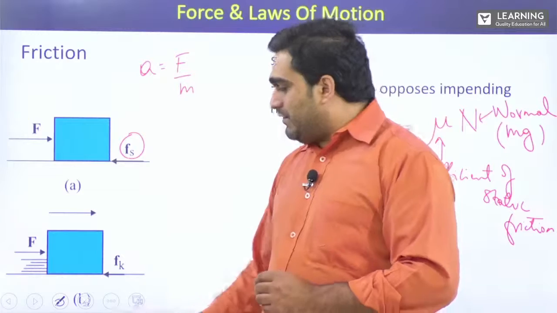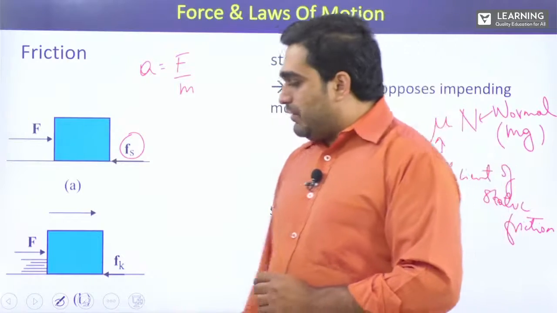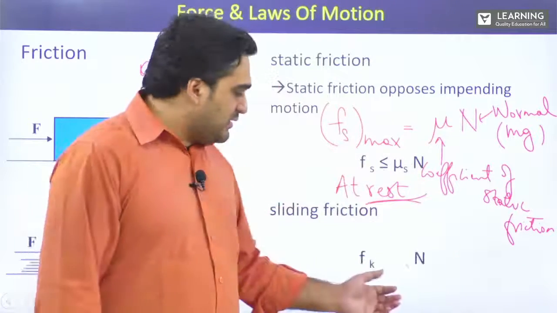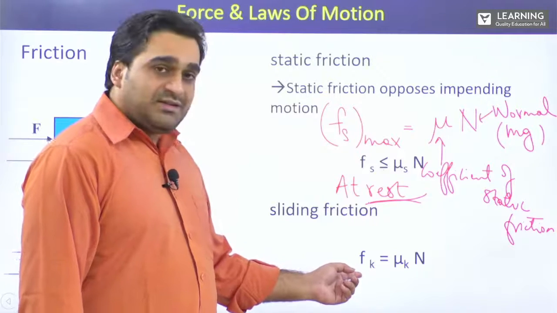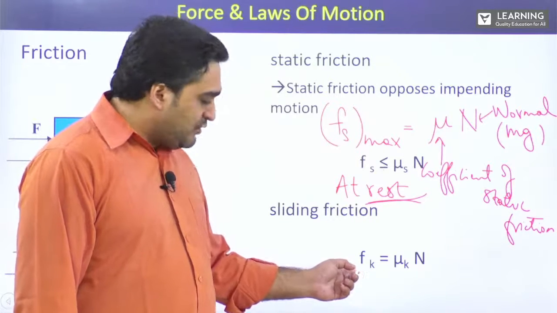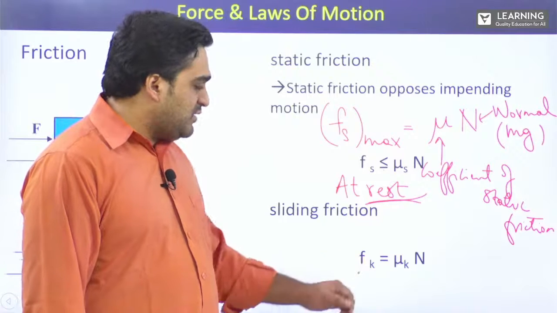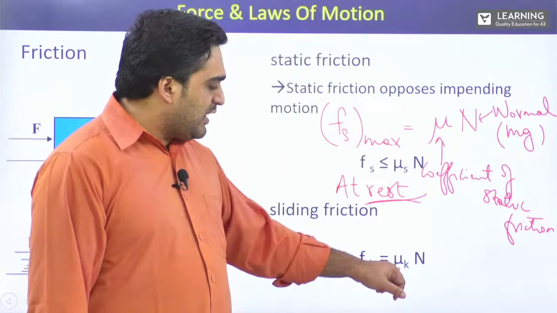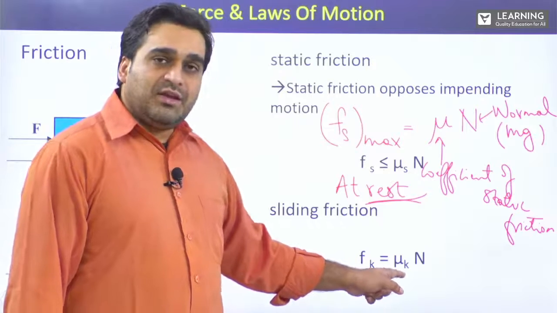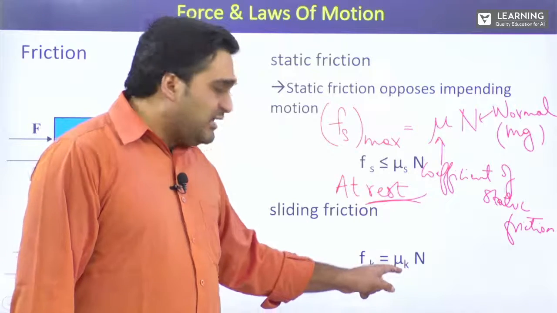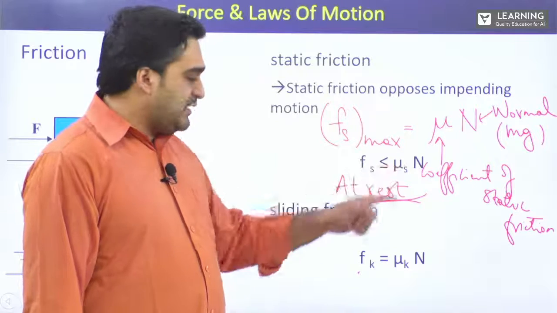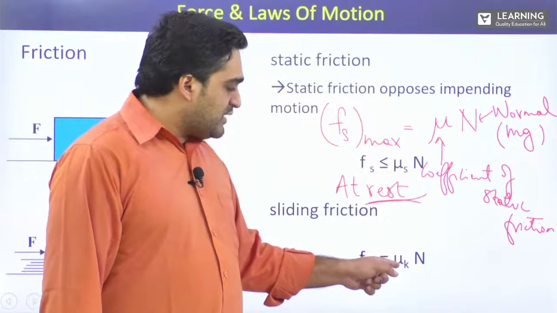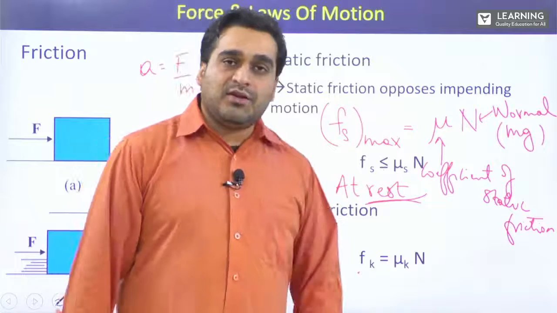For sliding friction, the equation can be written in such a format where Fk represents the force of the sliding friction, which is equal to mu k, the coefficient of sliding friction, times the normal. Here it is the coefficient of static friction, and there the coefficient of sliding friction, times the normal.